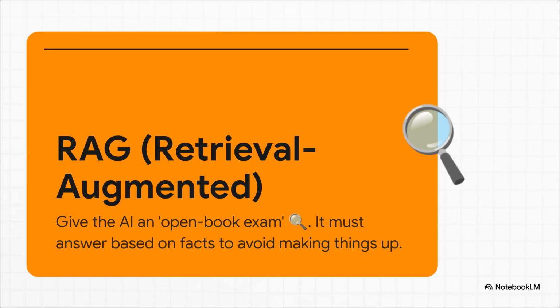Okay, but what about facts? We can't have it just making stuff up, right? How do we keep it honest? That's where a tool called RAG comes into play. Honestly, the best way to think about RAG is like giving the AI an open book exam. You hand it a specific document, like your school's handbook, and you tell it, hey, you can only use what's in this book to answer my questions. No outside knowledge allowed. This is hands down the best way to stop it from just making things up.